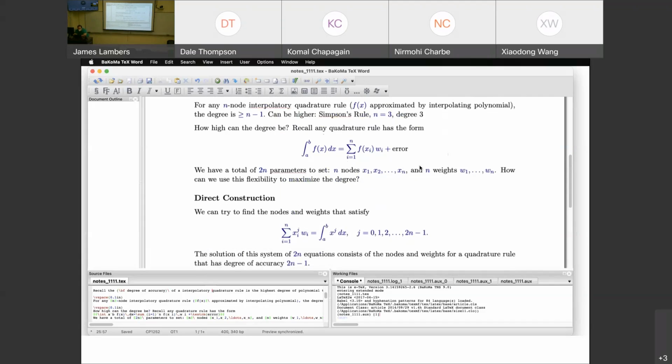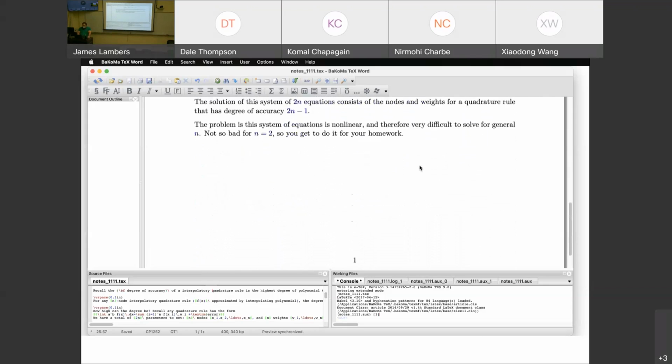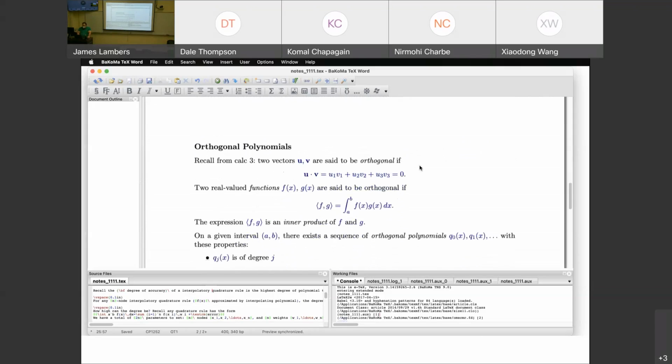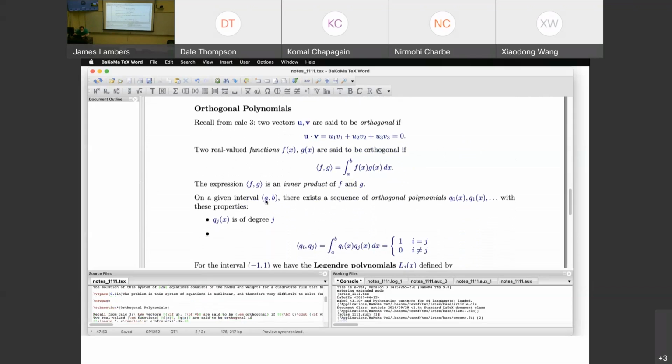But in general, that's not a good approach to finding the nodes and weights, so we'd like to see if we can find something more effective. Fortunately, we can. But it involves a rather unusual concept that I'll introduce now called orthogonal polynomials. So I'm going to recall something that you would have learned about in calculus, here anyway, Calc 3, that if you have two vectors, okay, I should be precise about what kinds of vectors.